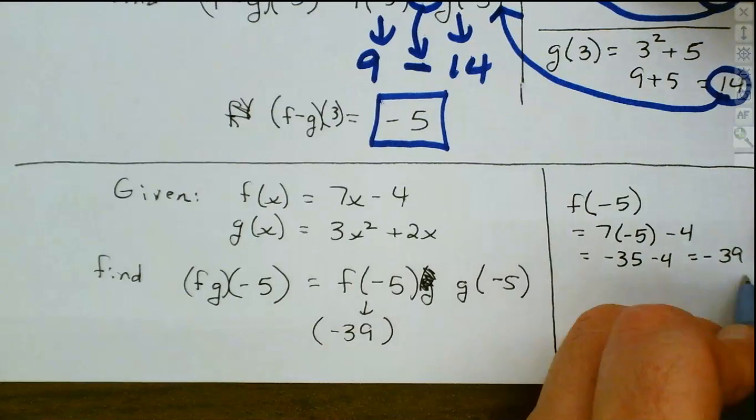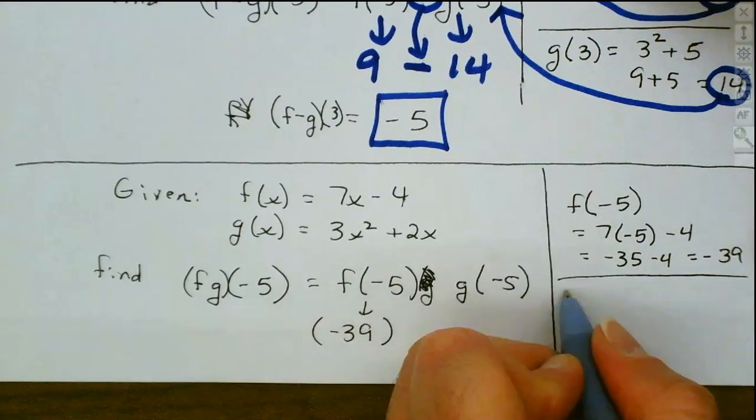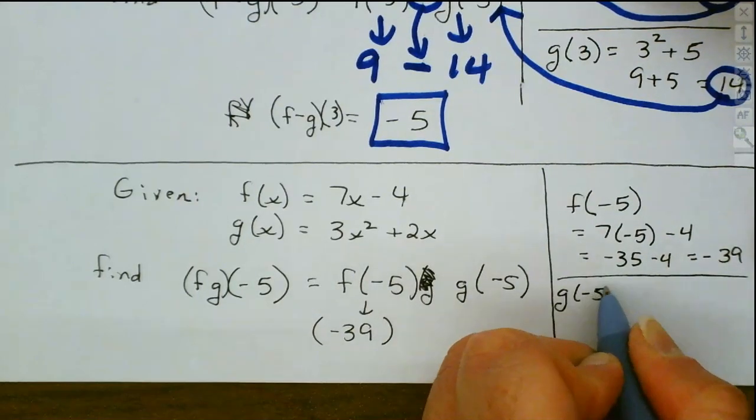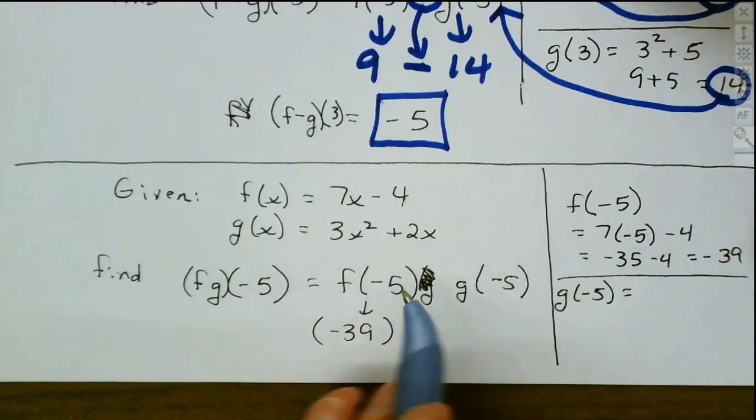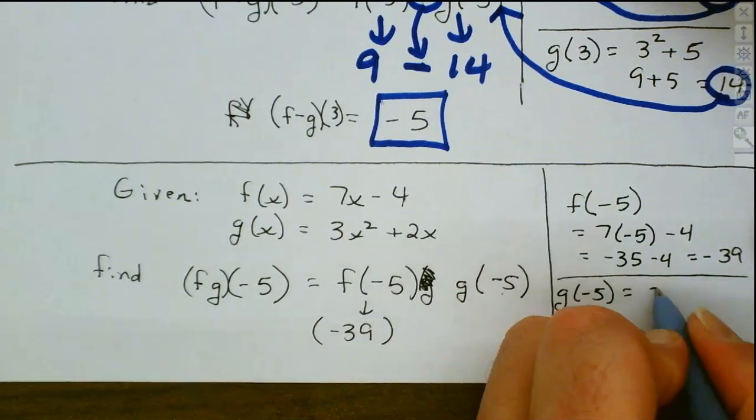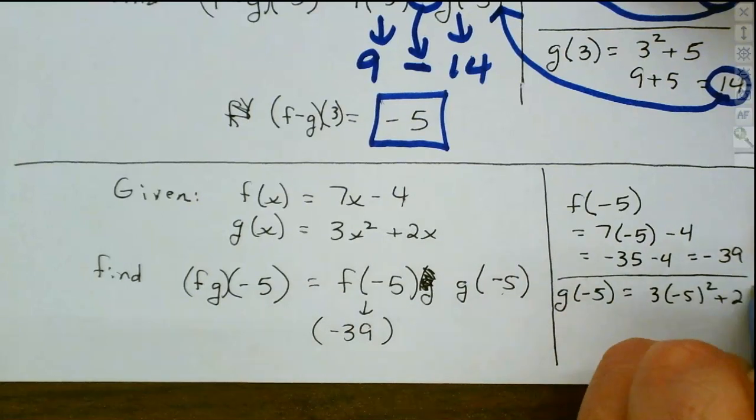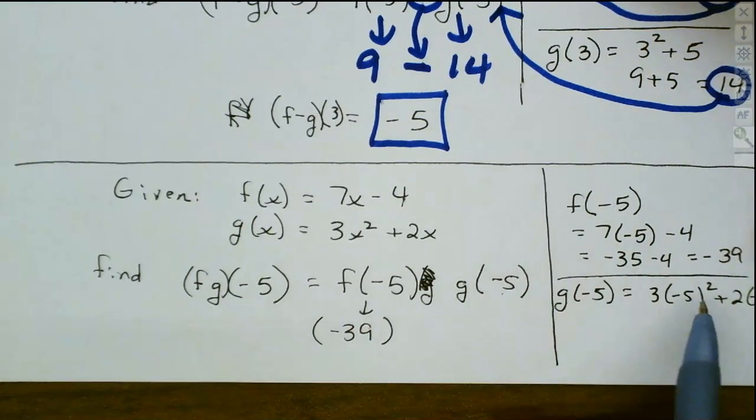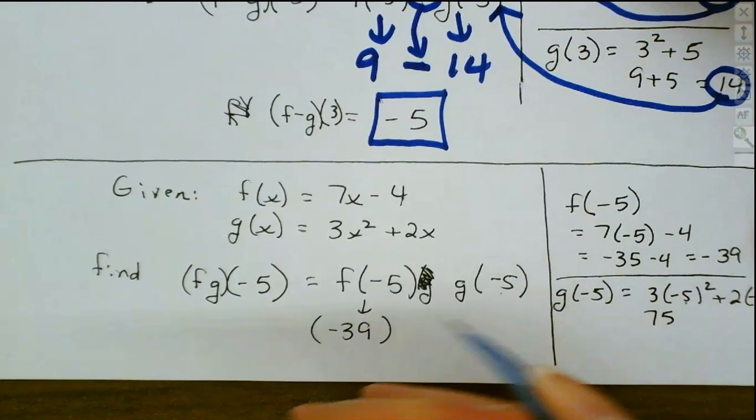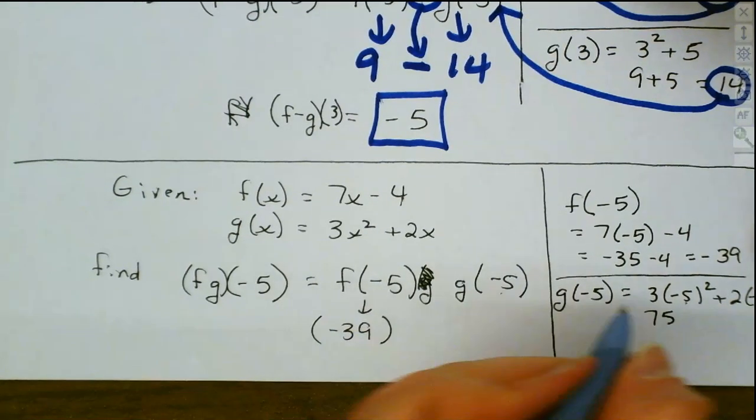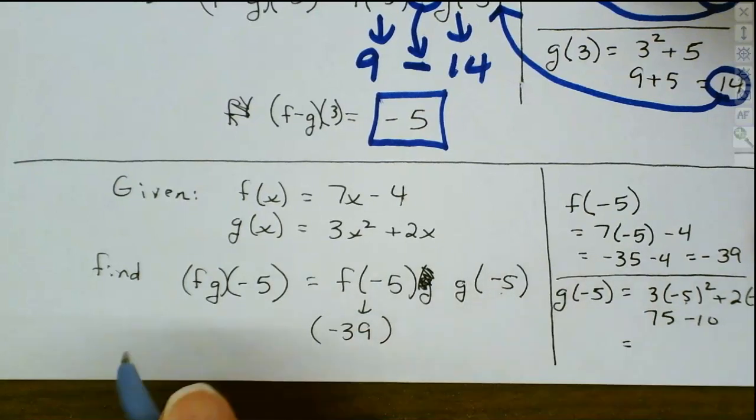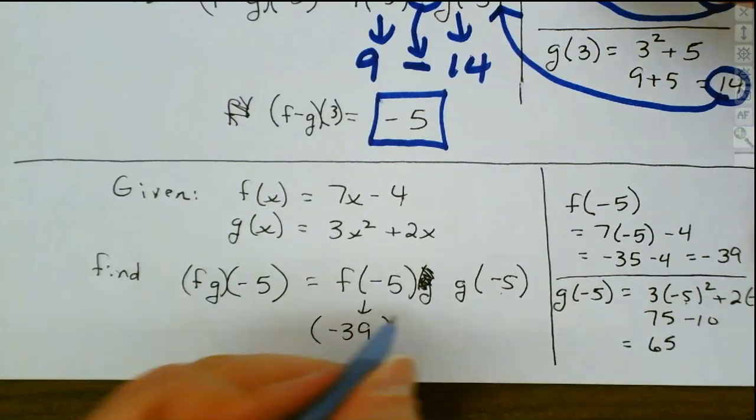What does g of negative 5 look like? Well, let's try that one. Just plug in our negative 5 again. Five squared is 25, times 3 makes it 75. 2 times a negative 5 makes it negative 10. So that comes out to be 65.